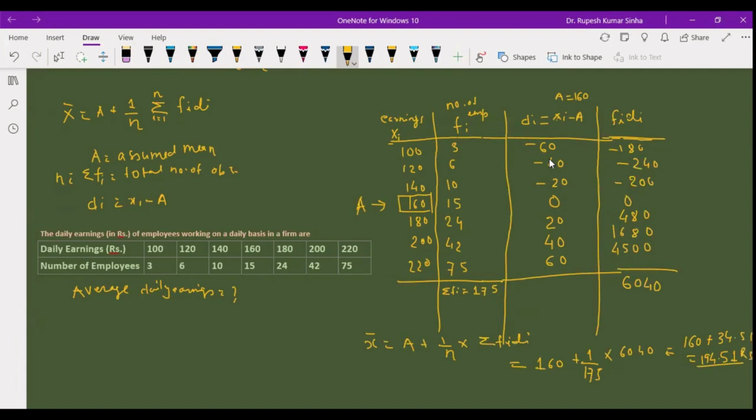So the value of X bar, what we have got? We got daily average earnings equal to 194.51 rupees. You can solve by any method, you are going to get the same answer. Hope you have understood it. Do more exercise and be perfect. Thank you. Happy learning.